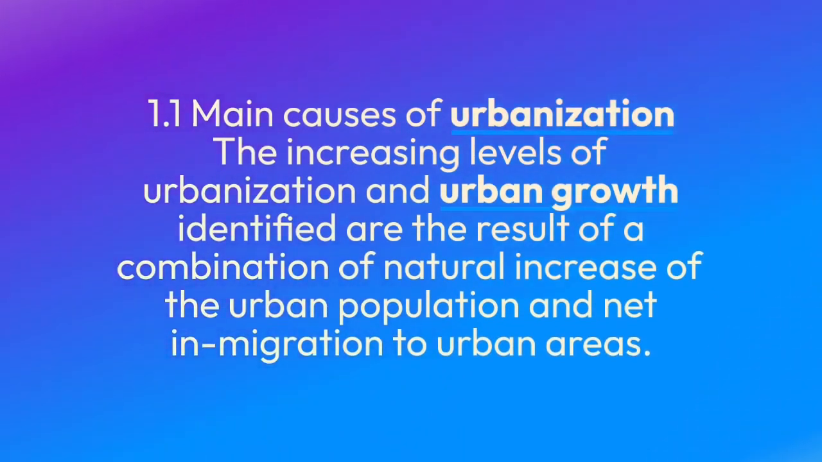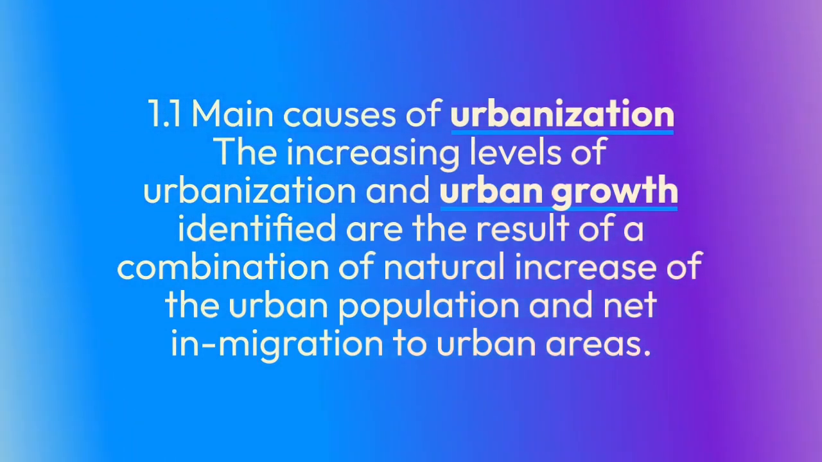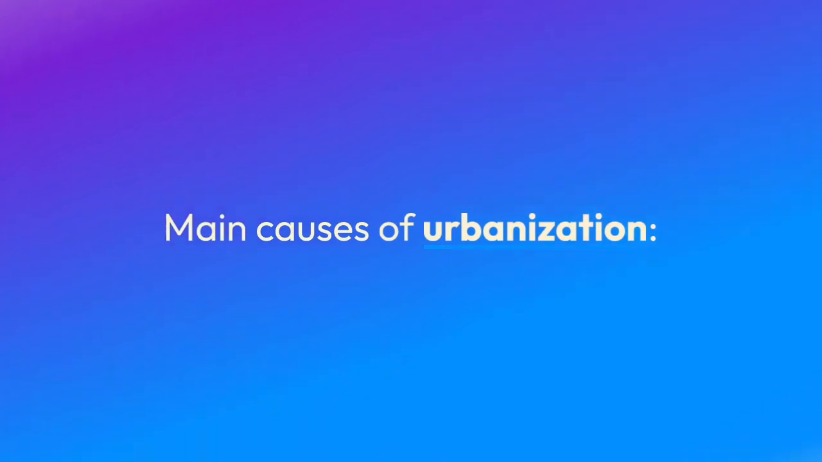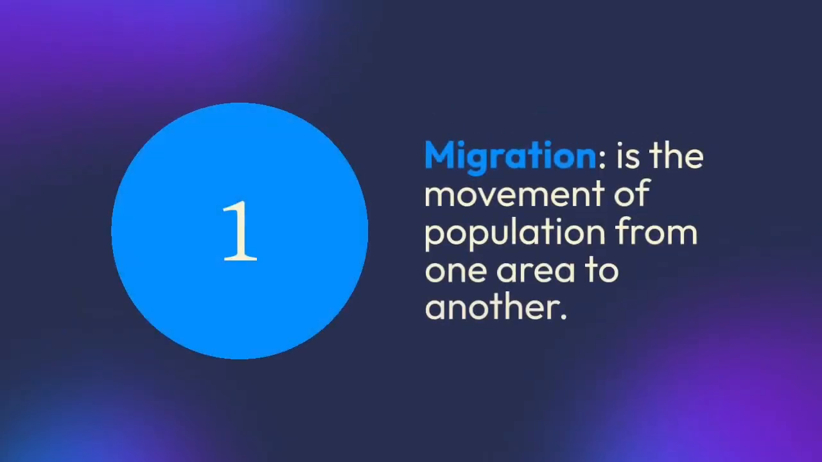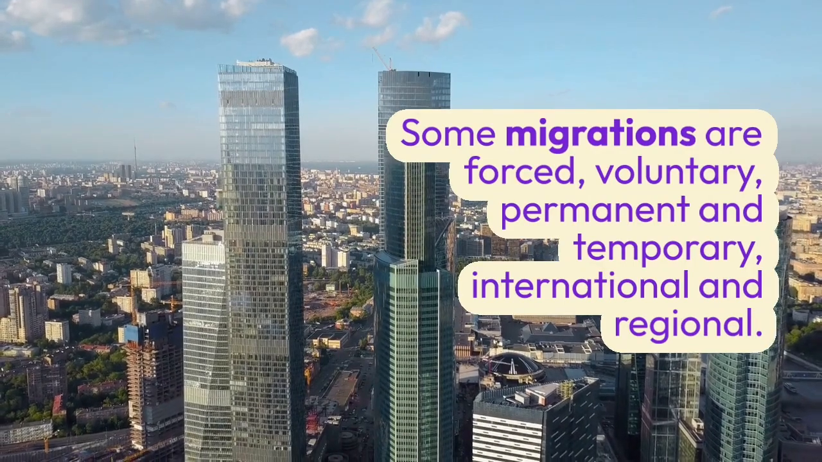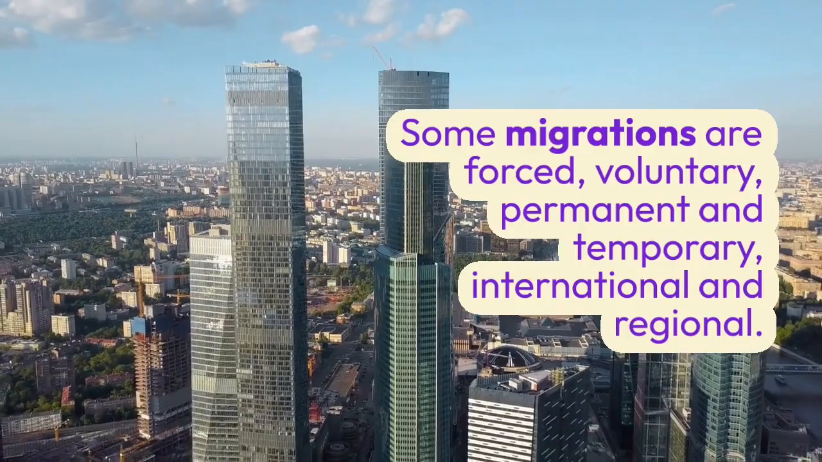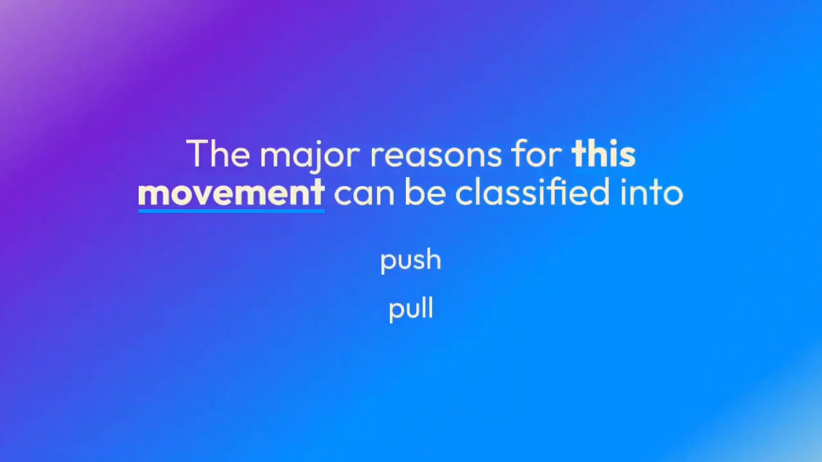1.1 Main causes of urbanization. The increasing levels of urbanization and urban growth identified are the result of a combination of natural increase of the urban population and net in-migration to urban areas. Main causes of urbanization. 1. Migration is the movement of population from one area to another. Some migrations are forced, voluntary, permanent and temporary, international and regional. The major reasons for this movement can be classified into push and pull factors.